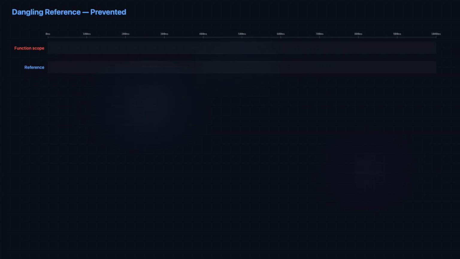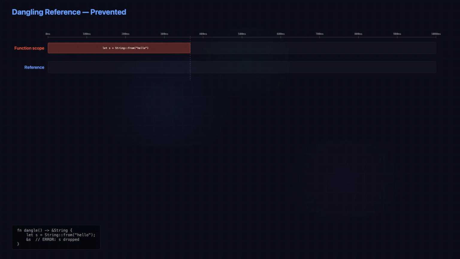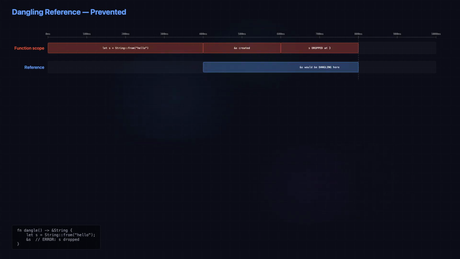A dangling reference points to freed memory. Rust prevents this. If you try to return a reference to a local variable, the compiler gives an error. The fix is to return the owned value instead.